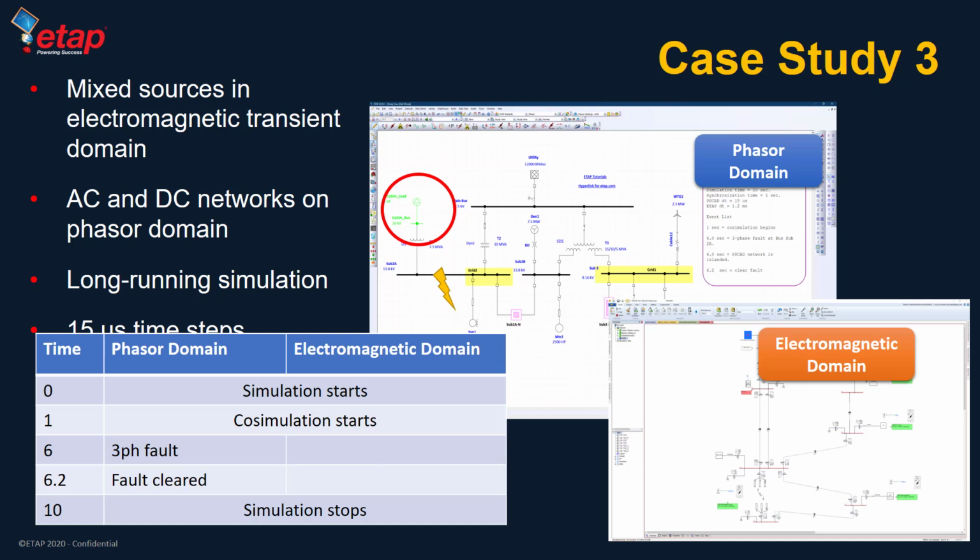At 6 seconds, we stage a 3-phase fault. It's indicated with the yellow lightning bolt. At 6.2, the fault is cleared. Notice the concept of simulation start versus CoSimulation start. Both engines start at t equals 0. However, the data exchanges that couple them start after 1 second of simulation.